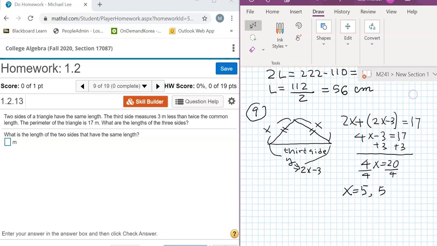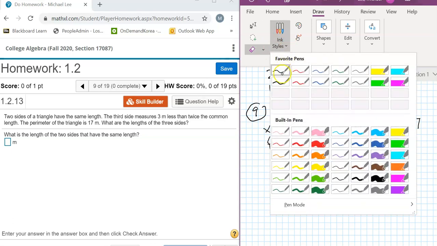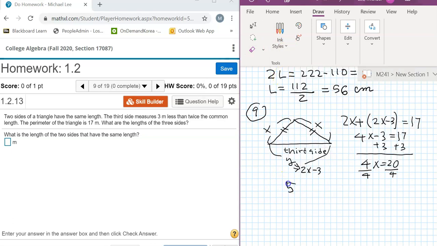So 5 and 5, x equals 5. The lengths are, let me just do it properly. So the lengths are 5, 5, and 10 minus 3, which equals 7. Okay, 5, 5, 7. Number 10.